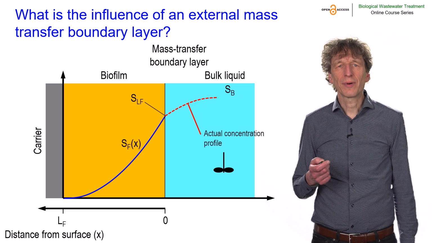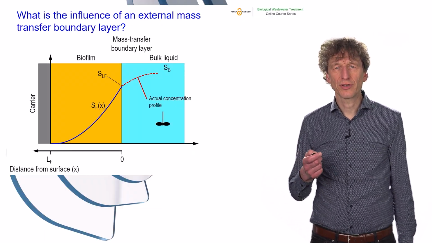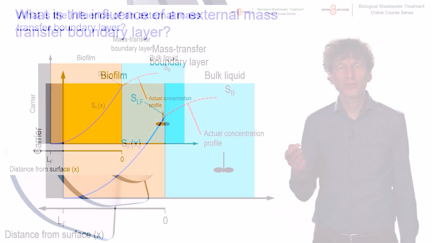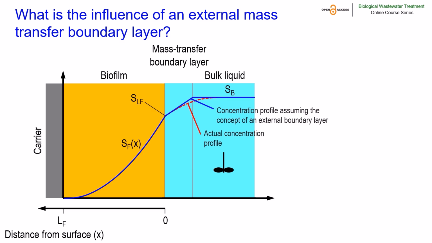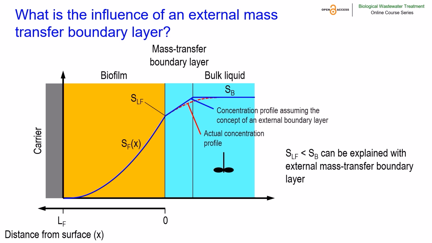Here's a schematic of our biofilm where we now show a gradual transition of bulk phase substrate concentrations close to the biofilm surface. To simplify our analysis, we introduce the concept of an external mass transfer boundary layer with a linear increase in the mass transport boundary layer until it reaches bulk phase substrate concentrations. This conceptual model matches observations. In measurements, we can observe that substrate concentrations at the biofilm surface are smaller than bulk phase concentrations. The concept of an external mass transfer boundary layer can be used to quantify this effect.